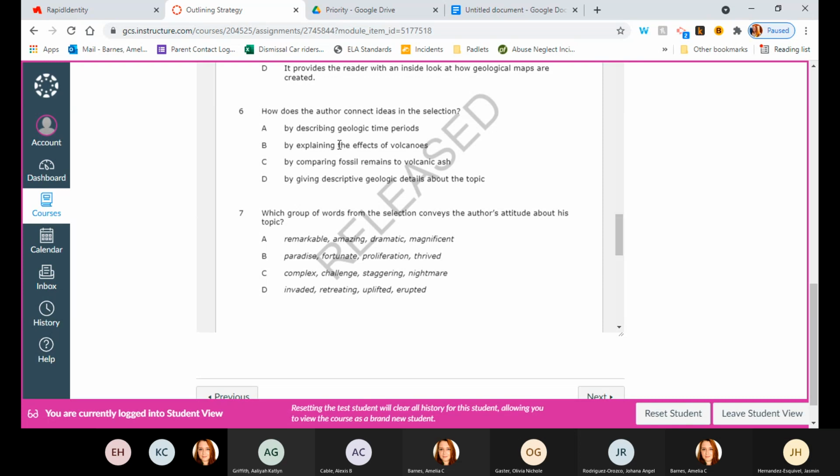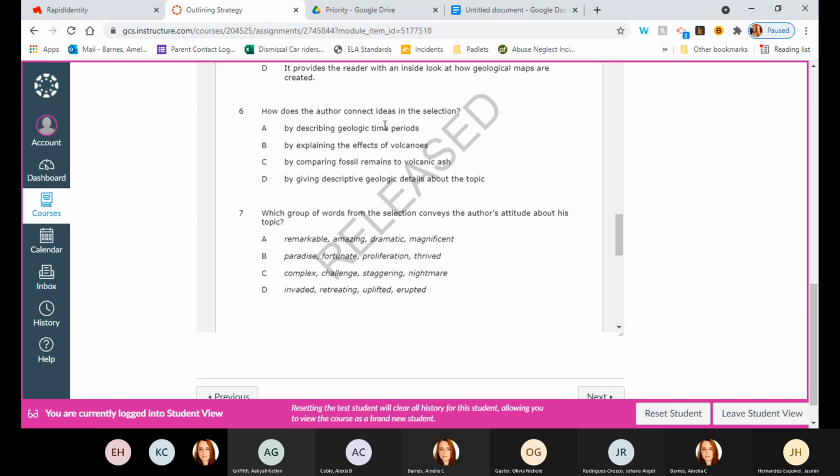So we can immediately eliminate B and C because those are not connecting ideas across different parts of the text, right? Volcanoes are just in one section. Fossil remains are only in one section and they're not compared to volcanic ash. So B and C we're automatically going to mark out. That leaves us with A and D.